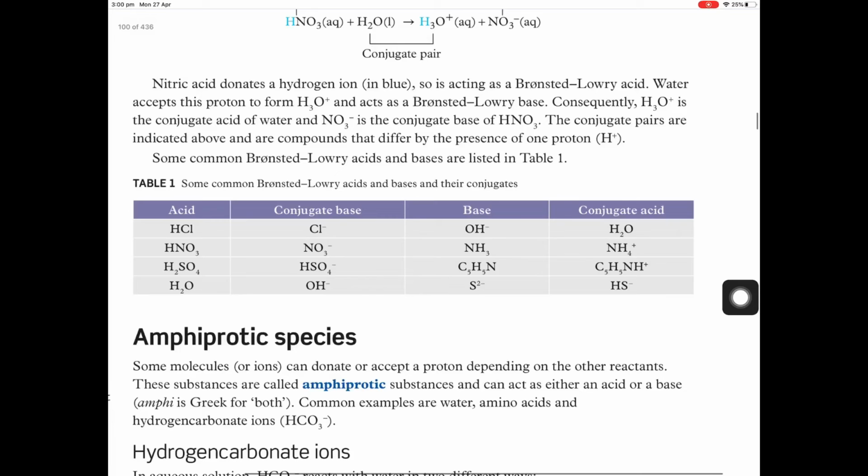And in table 1, it just shows you some common Bronsted-Lowry acids and bases and their conjugates. For example, hydrochloric acid is the acid. Its conjugate base, when it loses its proton, is the chloride ion. The base that the acid reacts with is the hydroxide ion, and the conjugate acid of the hydroxide ion is H2O, water.